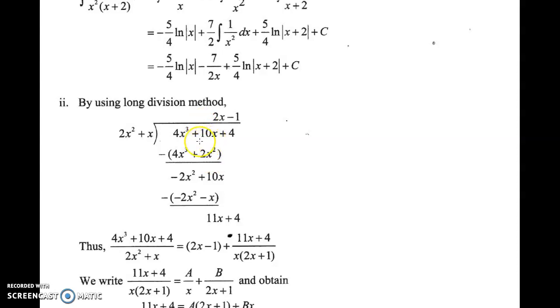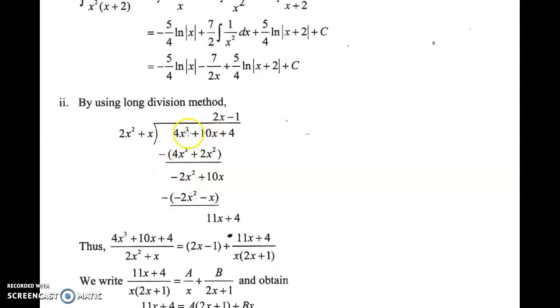Let's say your polynomial function is 4x to the power of 5 and then plus 10x like this. Still, you will need to leave a space for 4x to the power of 4, 4x to the power of 3, 4x to the power of 2, then 10x around this area. You need to leave a space because later they will appear down here like this. Okay, so let's proceed. 4x to the power of 3 minus 4x to the power of 3, you get 0.